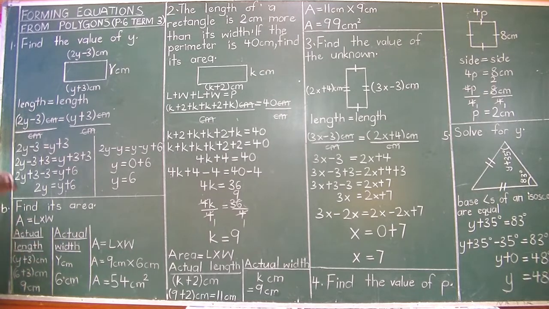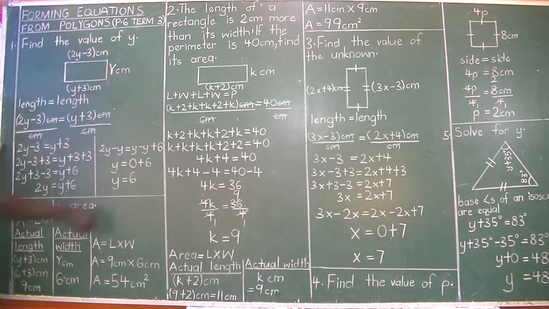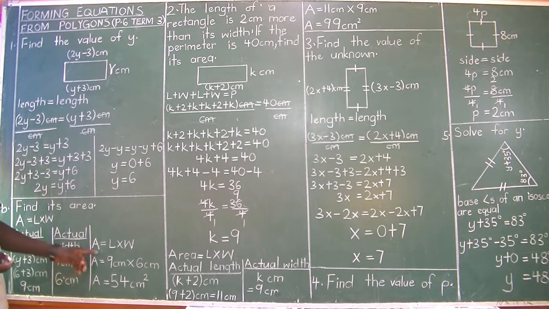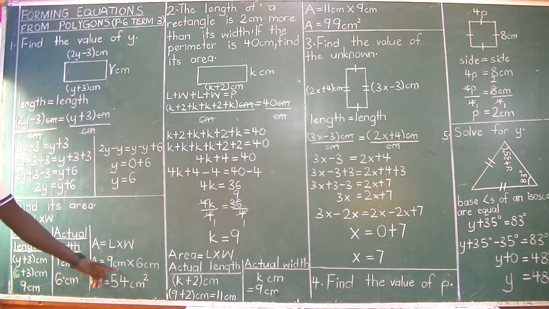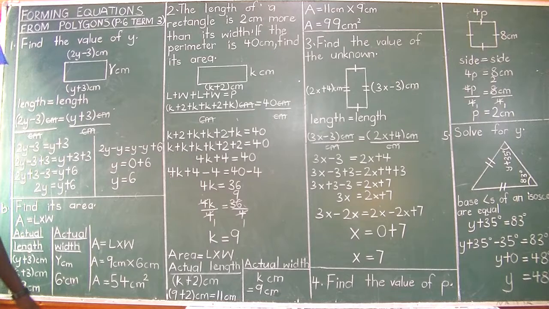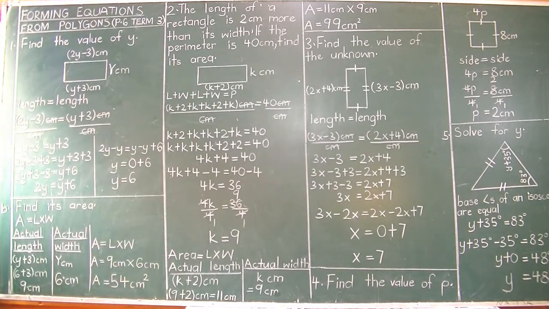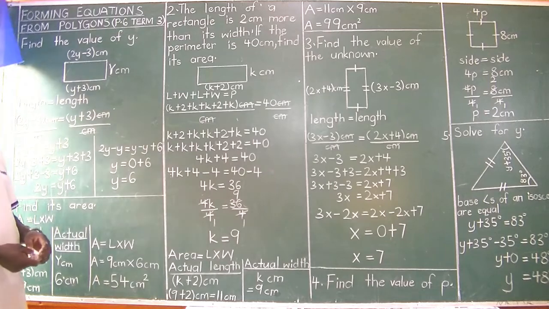So the actual width: here I've got y centimeters, which is 6 centimeters. And the actual length is 9 centimeters. Now find the area. Area is length times width, like we said. Area equals 9 centimeters times 6 centimeters, and 9 times 6 is 54. Centimeter times centimeter is centimeters squared, so area equals 54 centimeters squared.